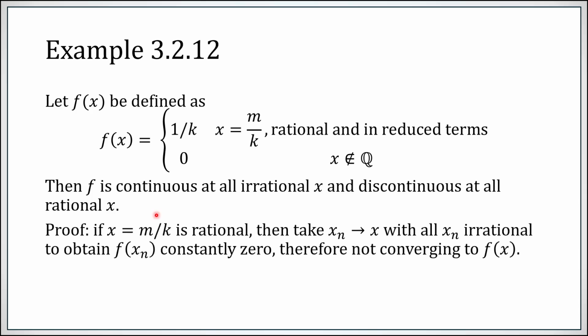So suppose you pick a rational number and let's assume it's in reduced terms. We can take a sequence of irrational xn's approaching x. We've already established that you can make a sequence of rational numbers converging to x and a sequence of irrational numbers. We're doing irrationals in particular. Since we're approaching with irrational numbers, f of xn is constantly 0. So f of xn converges to 0, but f of x is not 0. So the function is definitely discontinuous at rational numbers.